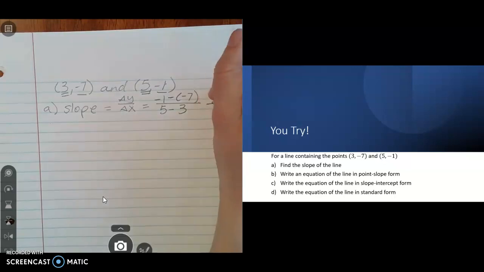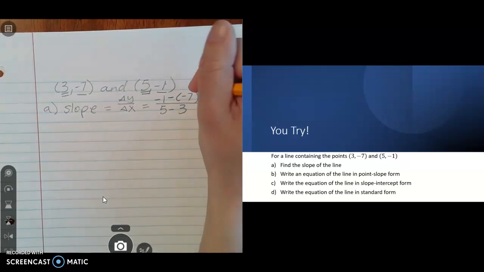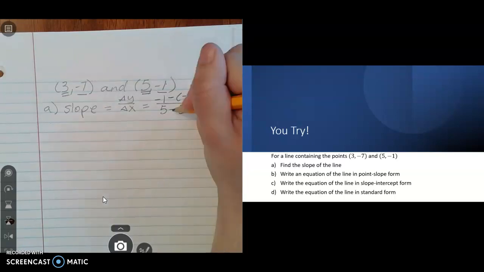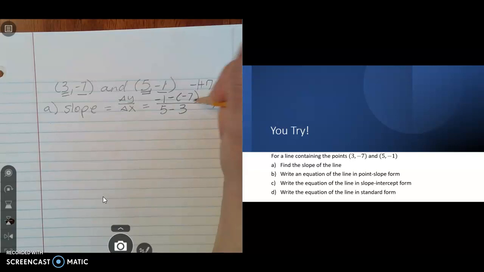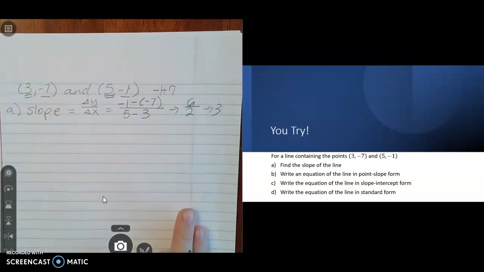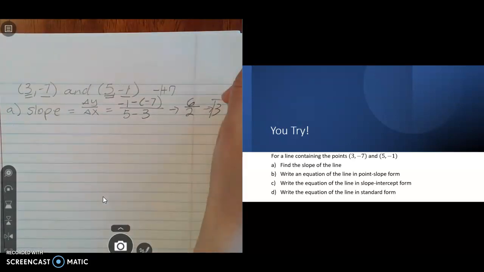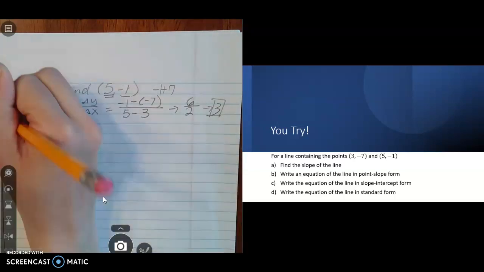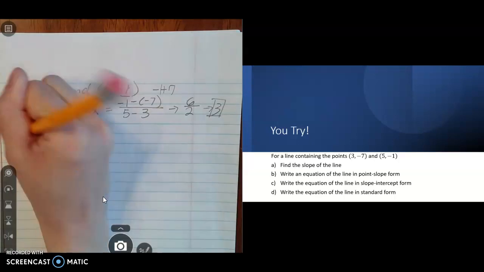Then it's simplifying. So -1 minus -7, that's the same thing as -1 plus 7, or 7 minus 1 if you want to think of it that way, which would be 6. And the denominator, 5 minus 3, is 2. We can simplify that: 6 divided by 2 would be 3. So we have a slope of 3, or 3 over 1 if you want to think of it that way. But we can just use 3 for the rest of everything, which is kind of nice. At least I didn't give you lots of messy fractions to deal with.